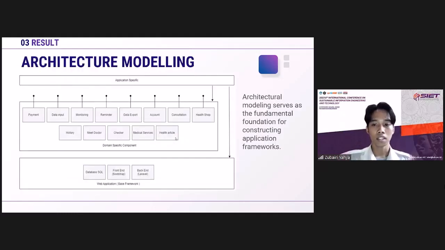In this slide, our architecture is structured into two essential layers, the base framework and the domain-specific component. This design ensures a streamlined and efficient telehealth ecosystem. The base framework serves as a foundation of our telehealth system. Within the domain-specific component layer, we address the unique requirements of telehealth service.